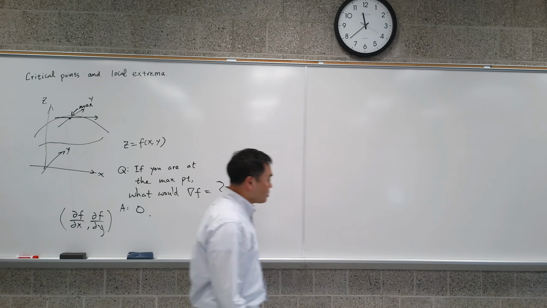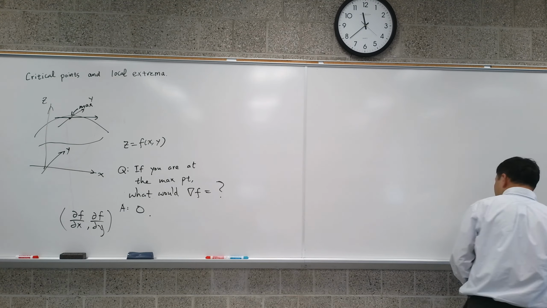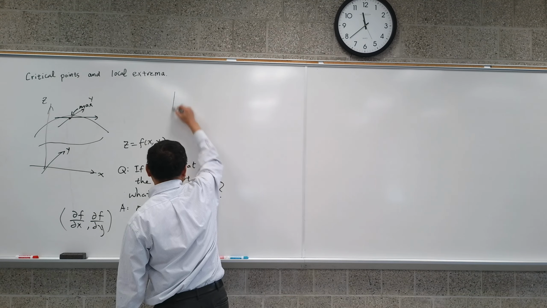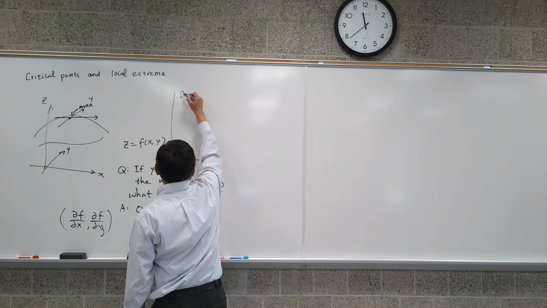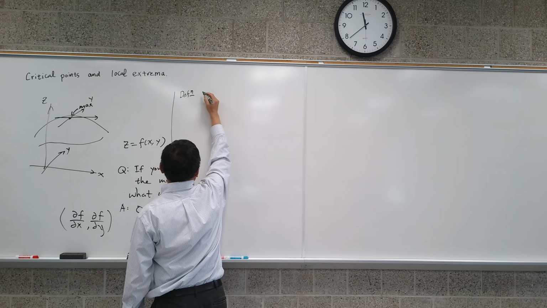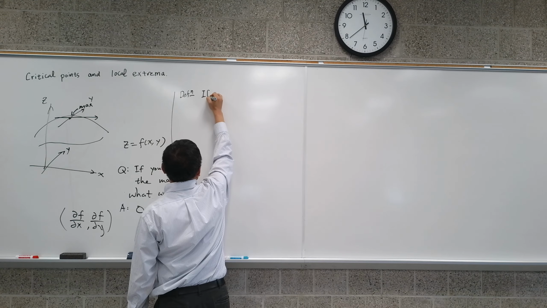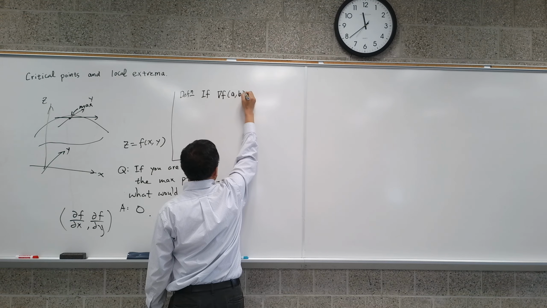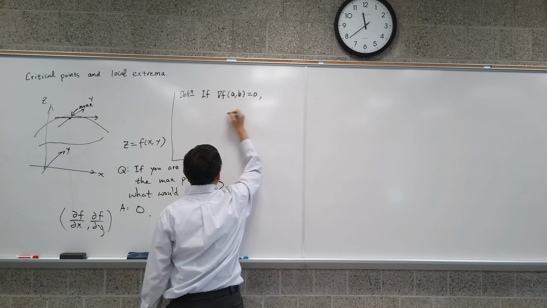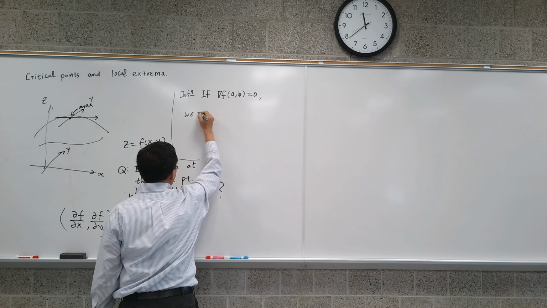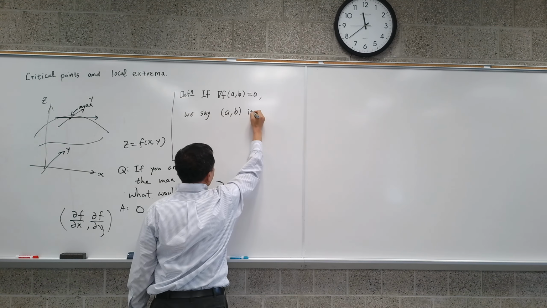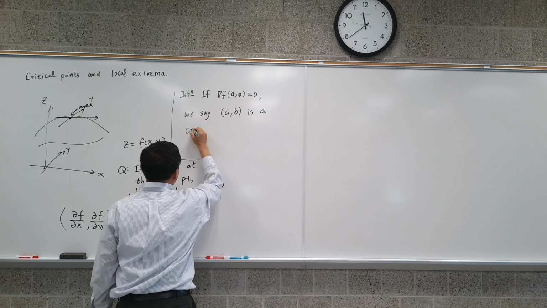So appropriately, such a point is called a critical point. So, definition: if the gradient of f at (a, b) is equal to zero, we say (a, b) is a critical point.